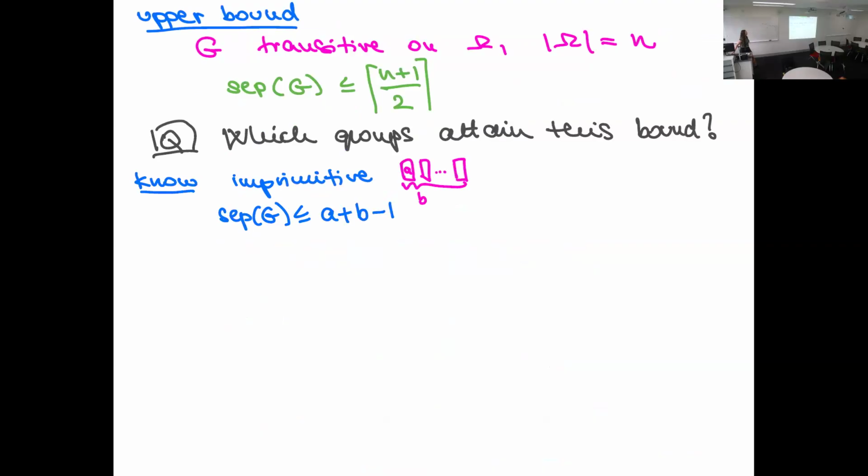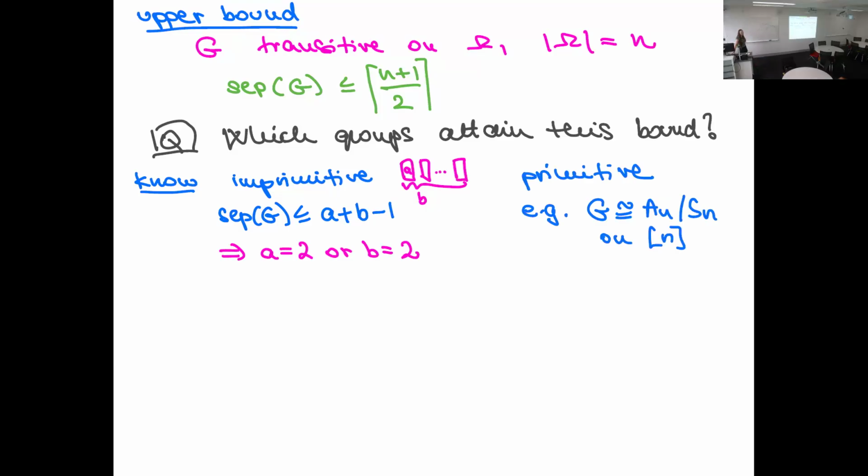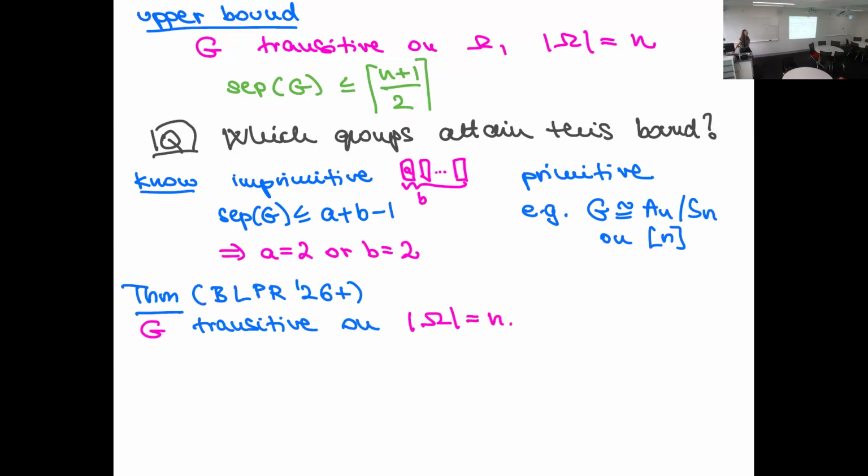So for imprimitive, we know from our result that the separability is bounded above by a plus b minus 1, and then A times B is n. So the only time that we can attain this bound is when A is 2 or B is 2, because if one of them is larger than 2, then the upper bound will be smaller than this sharp bound. And then for primitive groups, we know that Sn and An in their natural actions attain this bound. And with my collaborators, we have classified all of the possibilities.